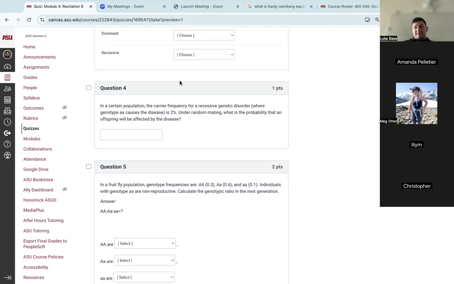If you guys want to write that down, because then that'll give you the disease rate from that, which is going to be Q squared. Let me know if I need to repeat that. With that Q information, you're going to be able to solve it. Right. That's not a problem.